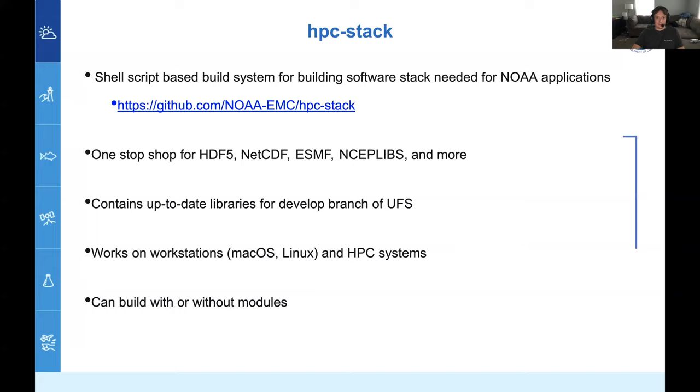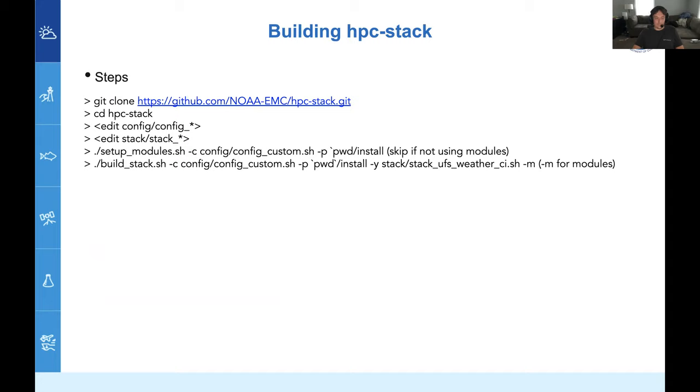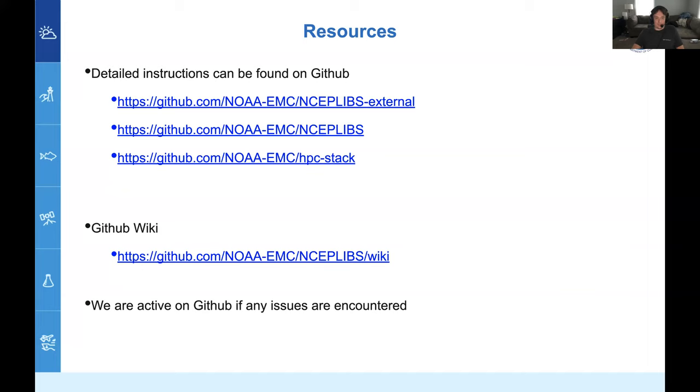Okay, so we have these shell script based build scripts. It works on HPC systems, it works on Linux, Ubuntu, Mac OS, and we keep it up to date for the develop branch of the UFS weather model. And you can have your own Lua or actually, yeah, your own LMOD modules if you want to install it on an HPC system. It's very simple to build. Clone it, edit some config files, choose what you want to build, set up your modules if you want to use modules, and then build the stack. And you can find detailed instructions for all these on NCEP libs external, NCEP libs, HPC stack.